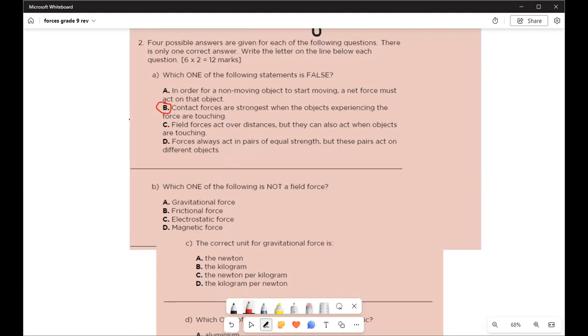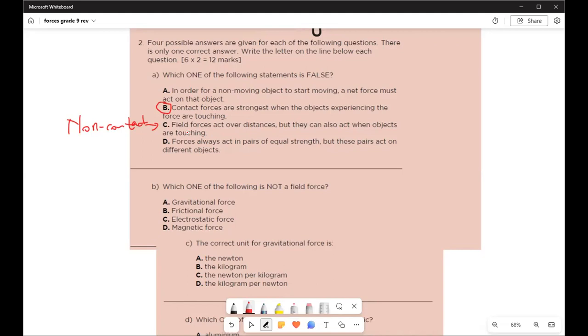That doesn't make sense. And then on C, they say field forces act over a distance. That is true. The other term for field forces is non-contact forces. So they say field forces act over a distance, but they can also act when objects are touching. This is definitely true. Because, for example, think of magnets. Magnets are going to attract each other from a distance. Even when they come in contact, they'll still hold on until someone separates them. So field forces exist over distances, and even when they're touching, they are still going to exist.